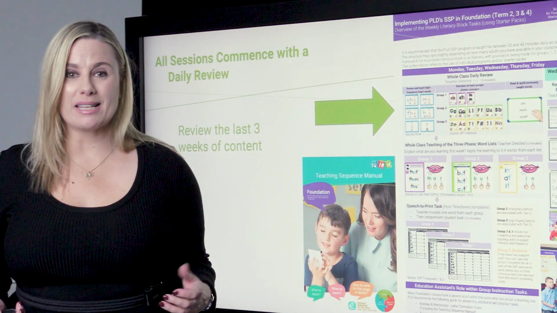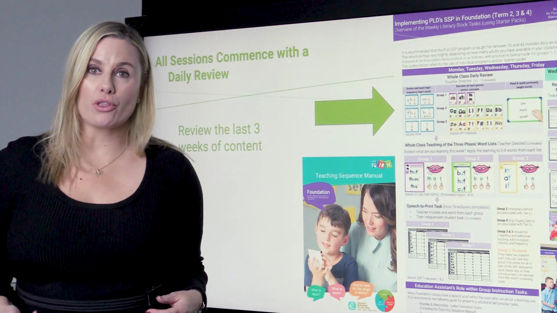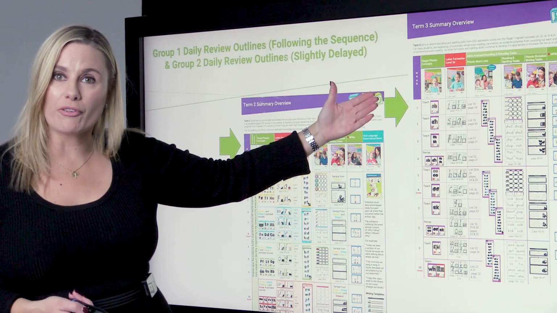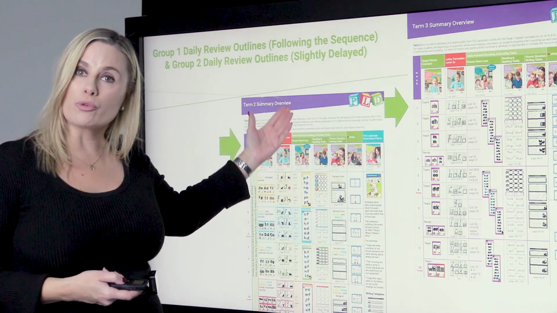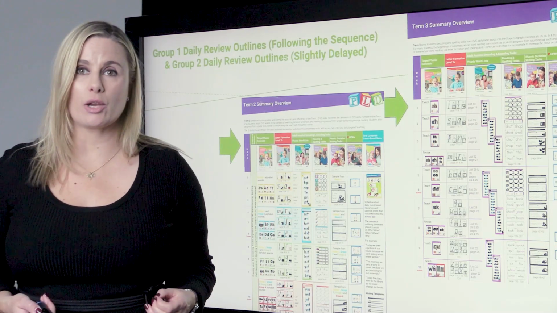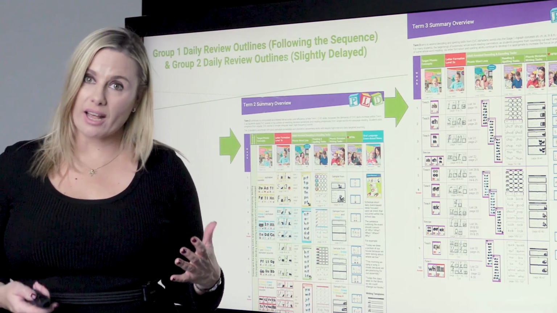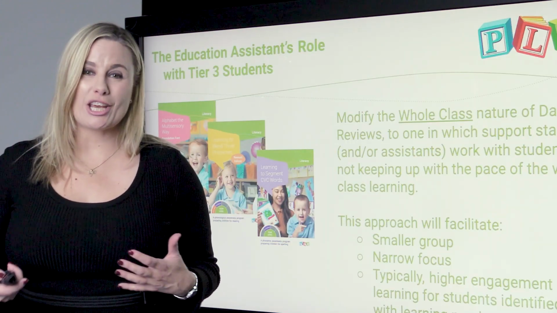All sessions commence with a daily review, which is a review of the previous 3 weeks' worth of content. The Group 1 daily review outline follows a Term 3 teaching sequence. The Group 2 daily review outlines a Term 2 teaching sequence. Now, these are for students who are slightly delayed. The Education Assistant's role is to work with the Tier 3 students.